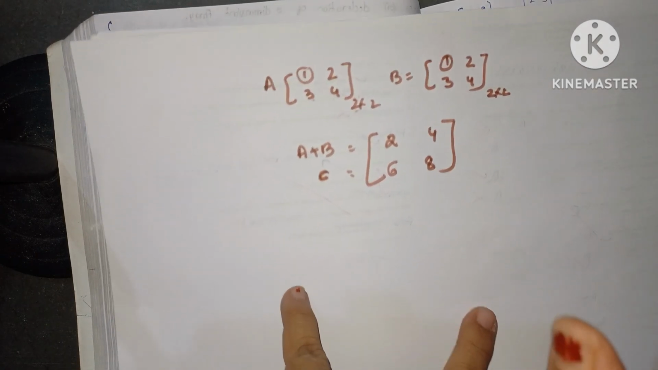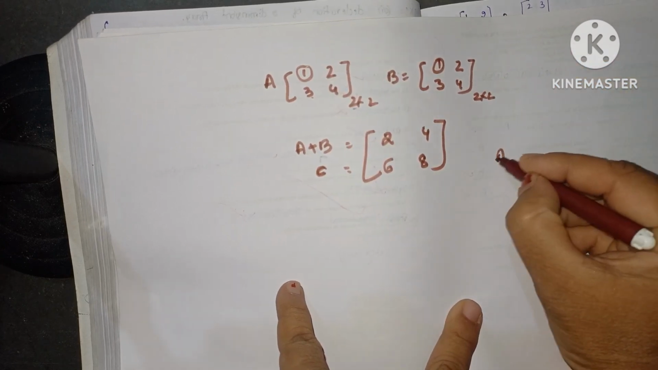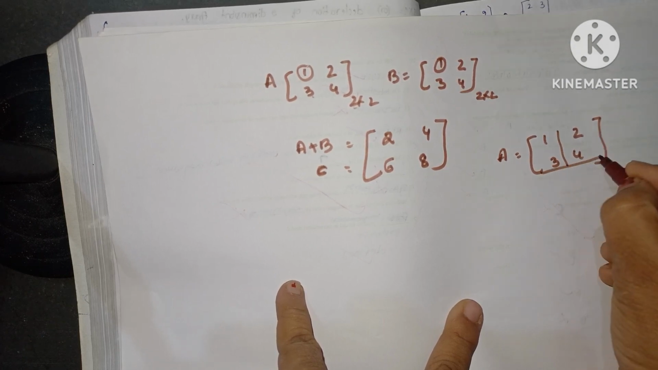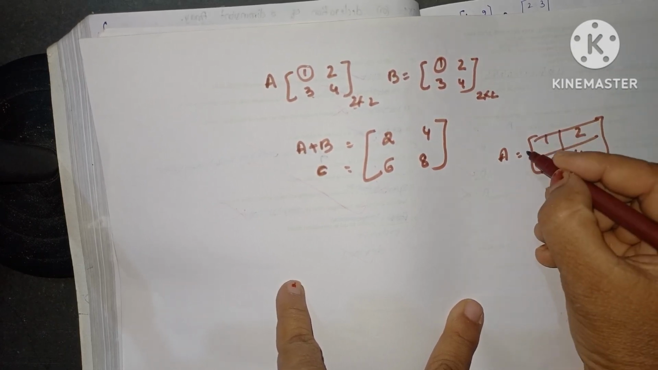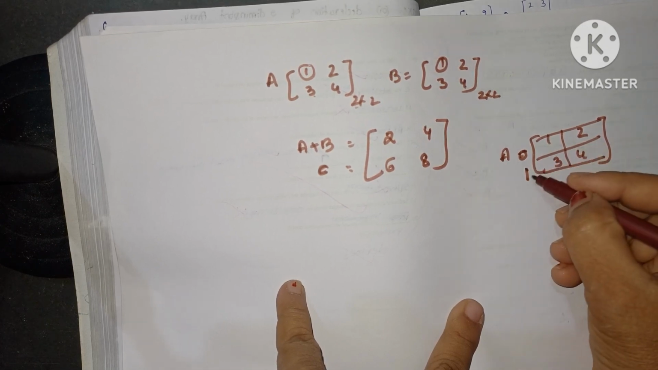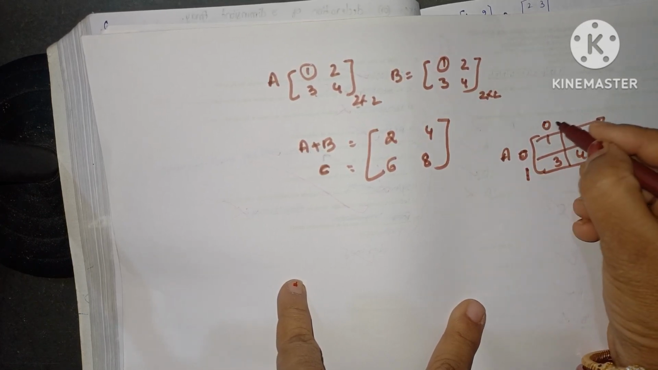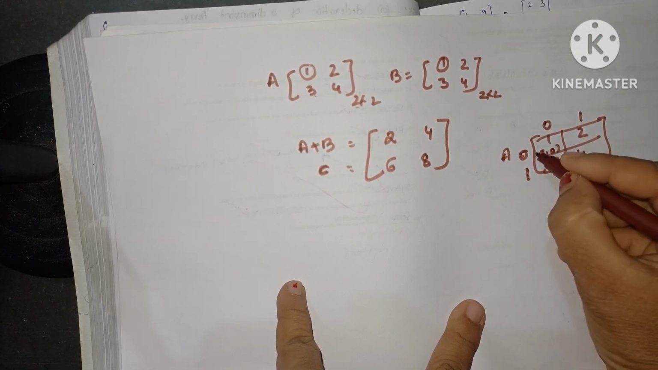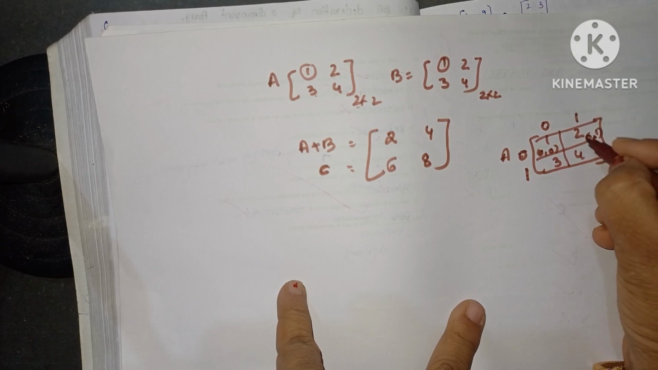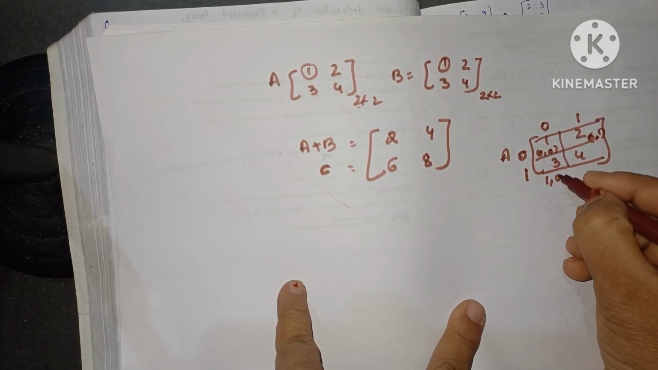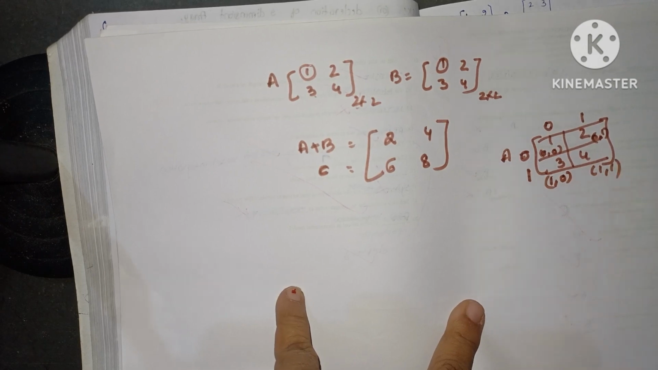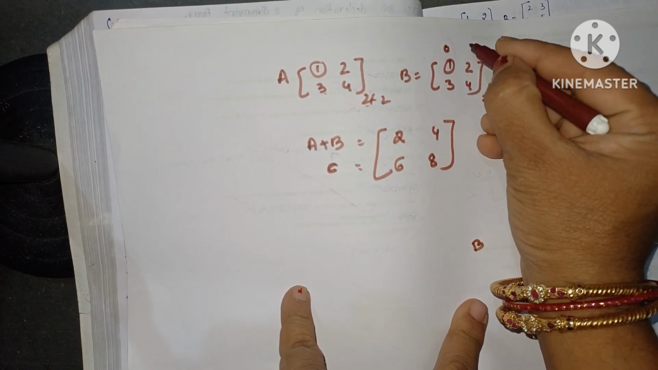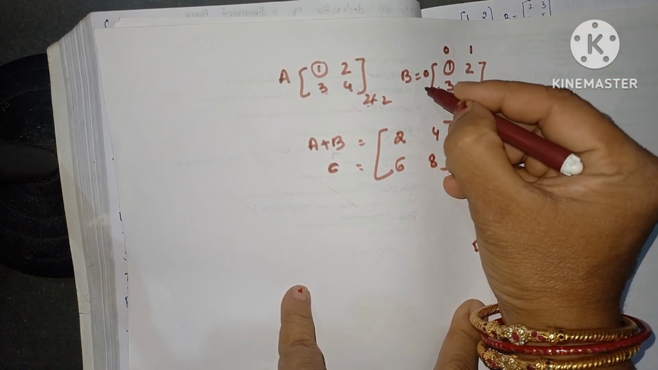Now let us think about the logic of the program. Here A is the first matrix, 1, 2, 3, 4. So what are the positions? This is a two-dimensional array. This is the 0th row, 0th column, and the first column. This is the 0th row, 0th column; 0th row, first column. This is the first row, 0th column. This is the first row, first column. Is it clear? Similarly, B is also the same thing, with 0th and first rows and columns.